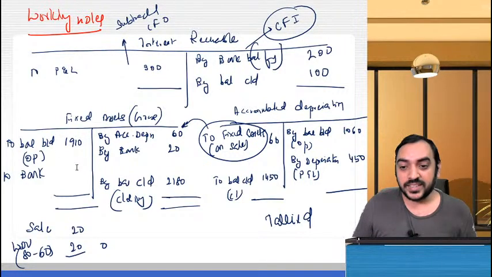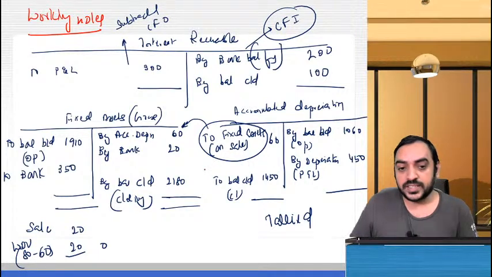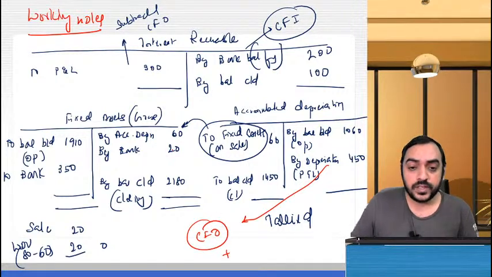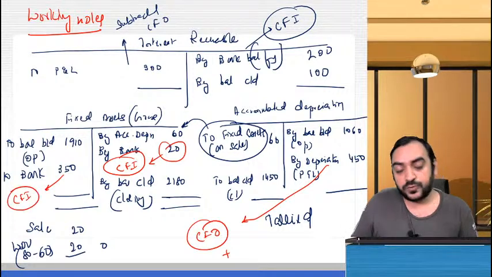Okay, so the balancing figure here, I get 350. I get 350. So what is the treatment of these things? Depreciation will be added in cash flow from operating activities. Depreciation is added back. By bank is going to be considered in cash flow from investing activities. This 350 also will be considered in cash flow from investing activities.